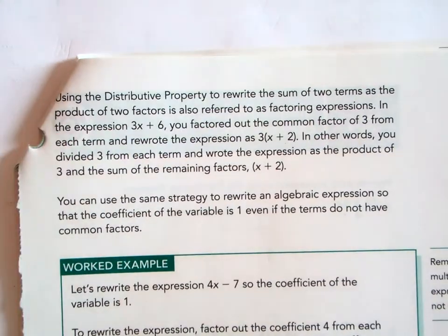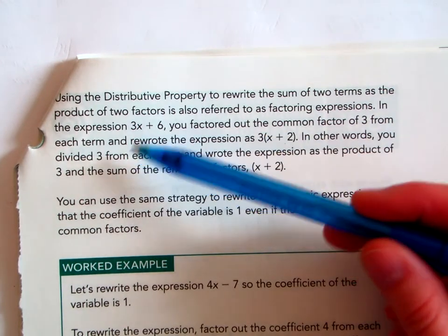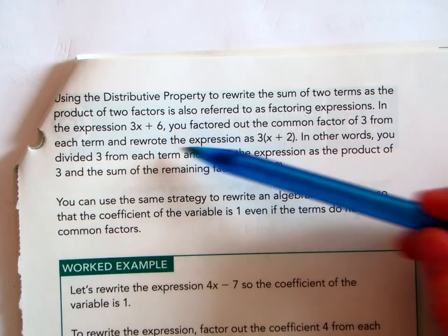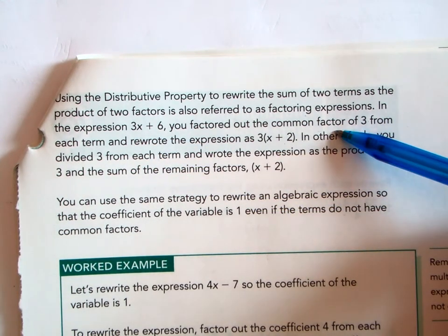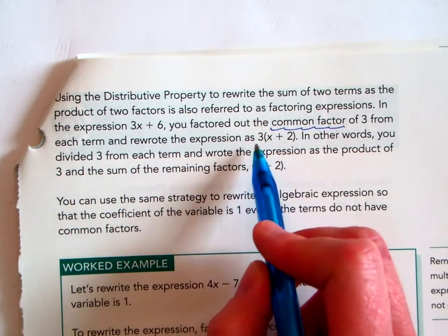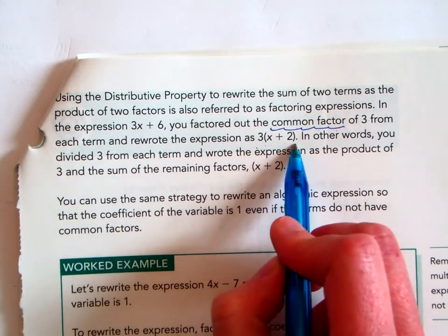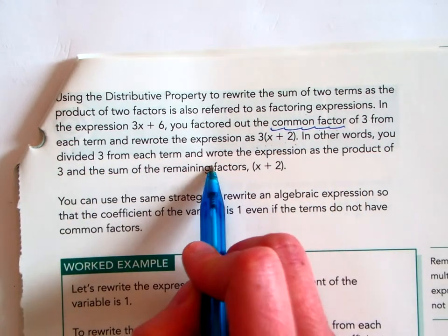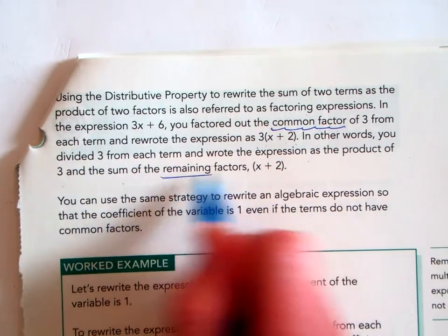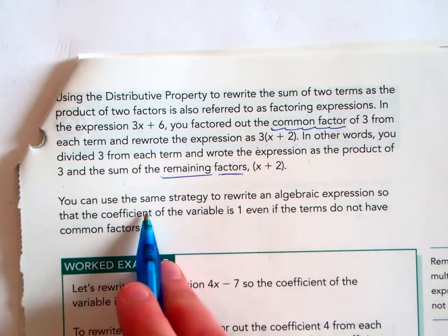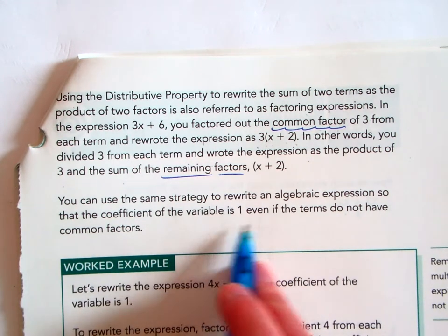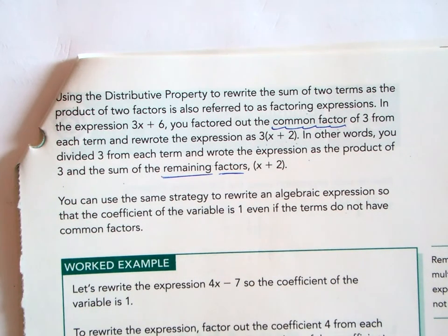Using the distributive property to rewrite the sum of two terms as the product of two factors is also referred to as factoring expressions. In the expression 3x plus 6, you factored out the common factor. I said greatest common factor between the two terms, 3, from each term and rewrote the expression as 3 times the quantity x plus 2. In other words, you divided 3 from each term and wrote the expression as the product of 3 and the sum of the remaining factors. You can use the same strategy to rewrite an algebraic expression so that the coefficient of the variable is 1, even if the terms do not have common factors.